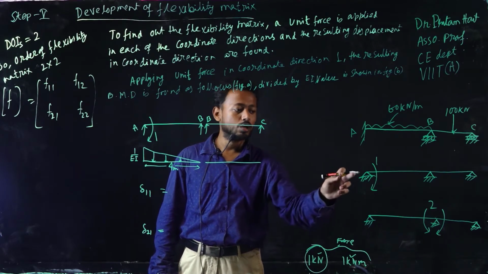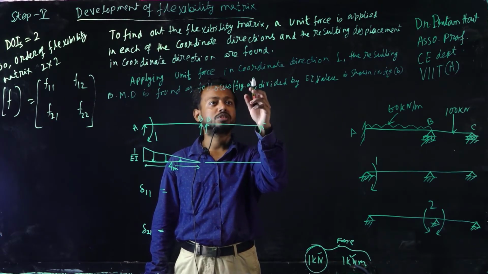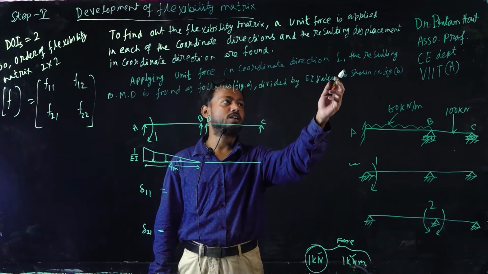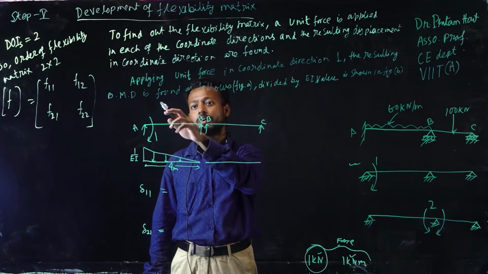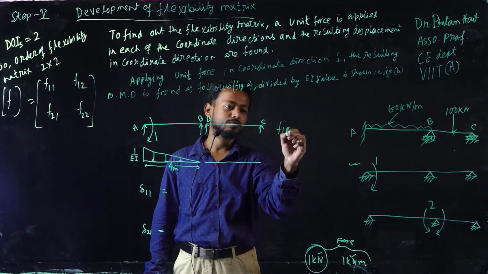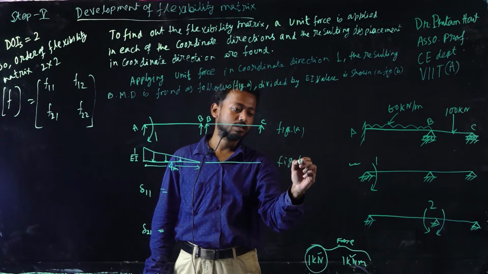So you have to draw two separate figures. Okay, next, applying unit force. This is the first step. Applying unit force in coordinate direction 1, the resulting bending moment diagram is as follows. This is figure A and this is figure B.